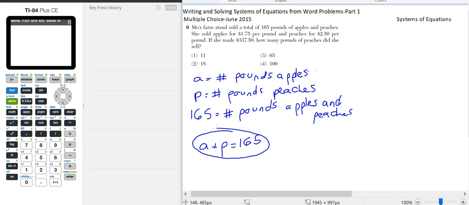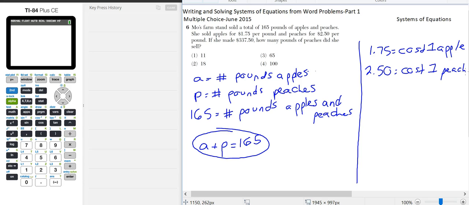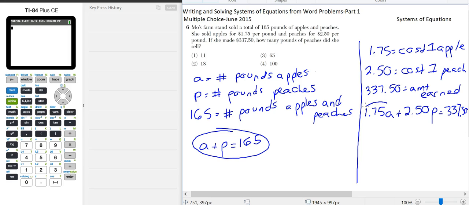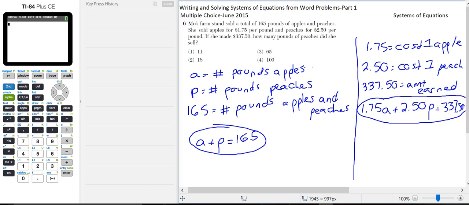And now we have to write another equation. We know that apples are $1.75 per pound, and we know that peaches are $2.50 per pound. And the total amount that she earned was $337.50. So we could use this to write an equation. 1.75 for each pound of apples plus 2.50 for each pound of peaches is equal to 337.50. This is our other equation. Now we have two equations, a system of equations, and we need to solve for P.